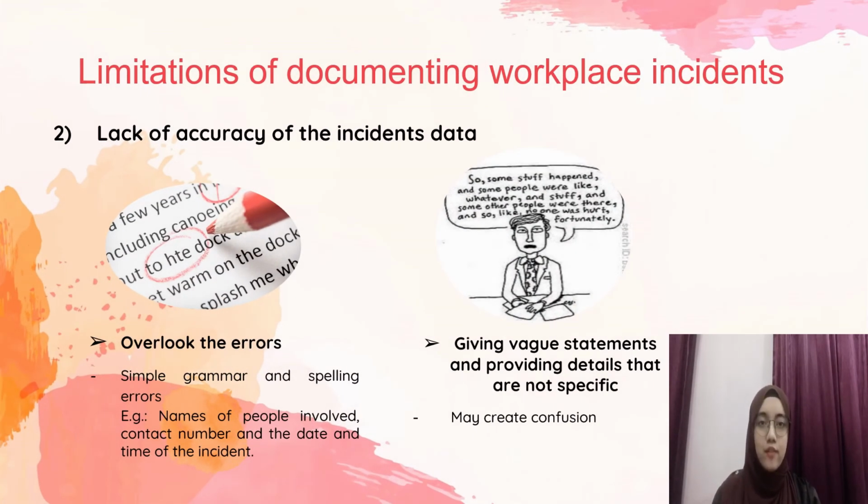Next, the limitation of documenting workplace incidents is lack of accuracy of the incident data. Individuals may overlook the errors they made when documenting the data of the incidents. For example, most inaccuracy of the data is due to simple grammar and spelling errors with the names of the people involved, contact numbers, or the date and time of the incidents. As all data of the incidents must be specific and clear, giving vague statements and providing details that are not specific about what they want to refer to may create confusion. Accuracy of the data is the key when it comes to reporting an incident. Therefore, the documentation of the incidents should never contain inaccuracies.